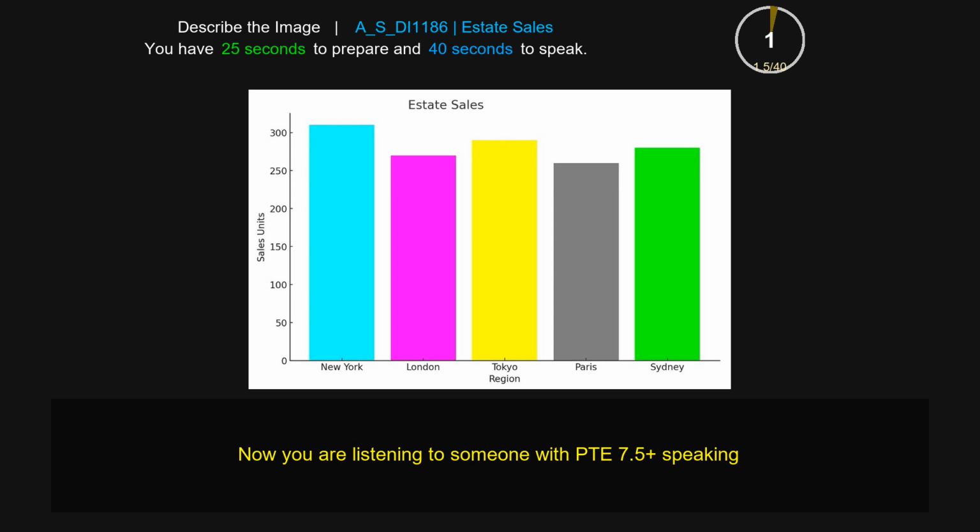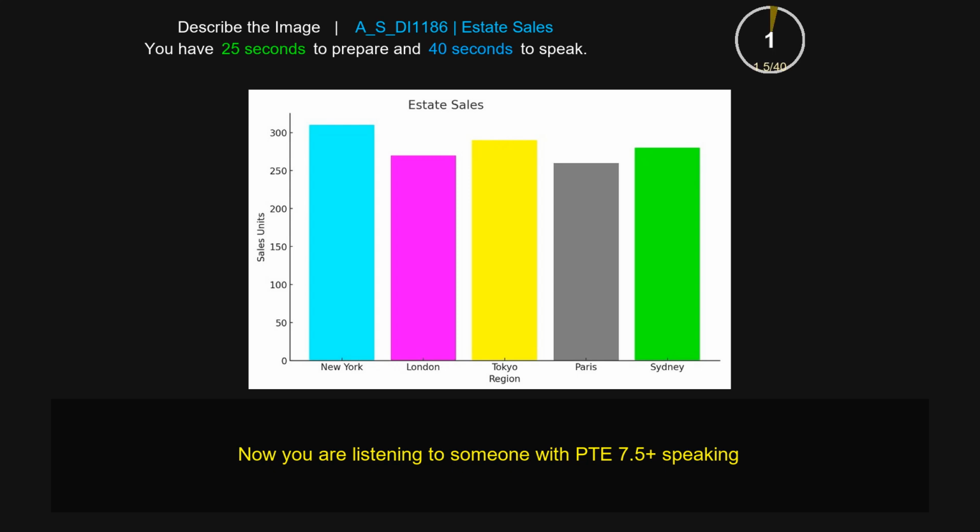The given image gives the information about estate sales. The x-axis represents the information about New York City, London, Tokyo, Paris, and Sydney. The y-axis represents the information in units like 50, 100, 150, and 200 units. The highest figure in this image is New York, which is 300, and the lowest figure in this image is London, which is 250 units. Overall, the image gives information about the estate sales.